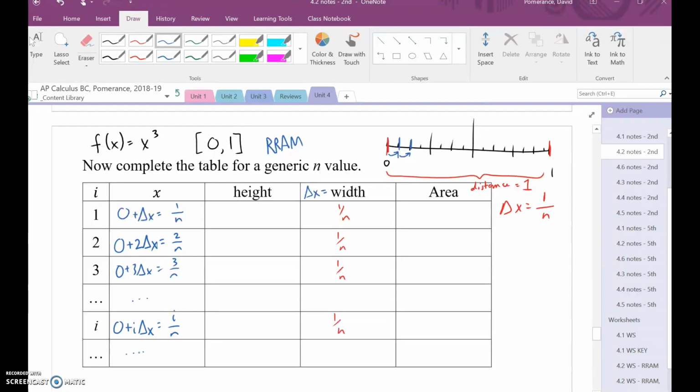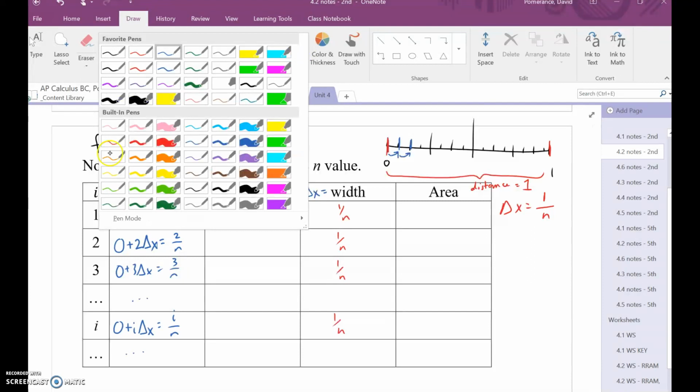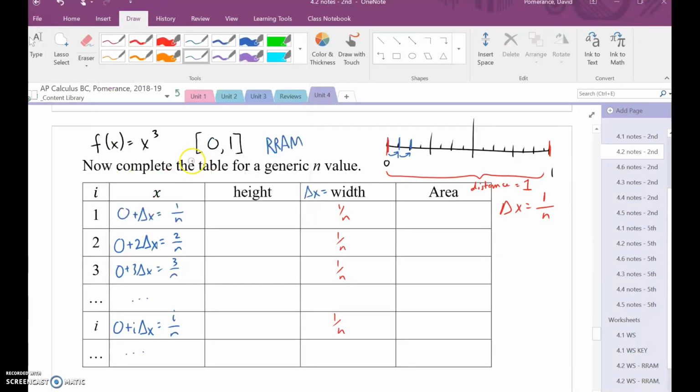In order to find the height, as we've seen already, we want to determine the height of the function. So this is our function, x cubed. So we're just going to take 1 over n, and we're going to cube it, and then we're going to take 2 over n, and we're going to cube it, and we're going to take 3 over n, and we're going to cube it, and we're going to take i over n, and we're going to cube it. We're going to do that for all n of our rectangles.